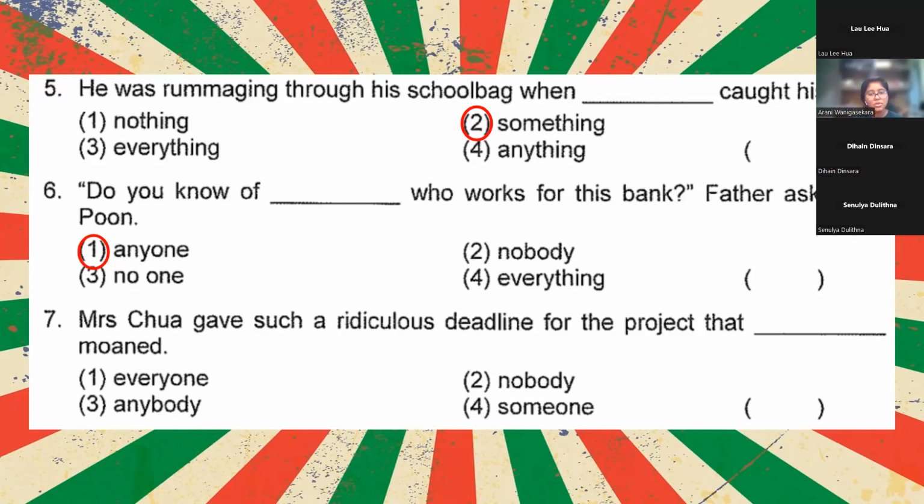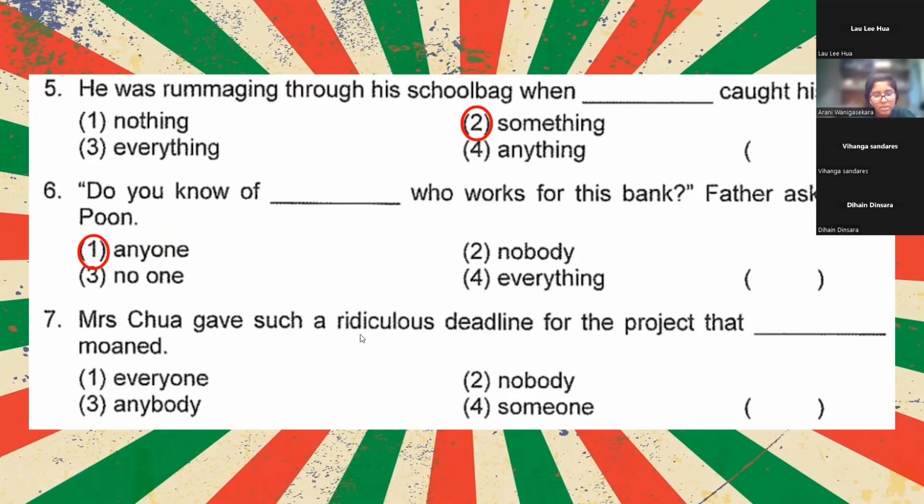And again, why is it not no one? Again, it's similar to nobody, right? When you say no one, you're not referring to anyone. Okay. Why is it not everything? Because he's asking for a person. Yes, he's asking only a singular person. Yes, very good. Okay, so we'll move on to the 7th question.